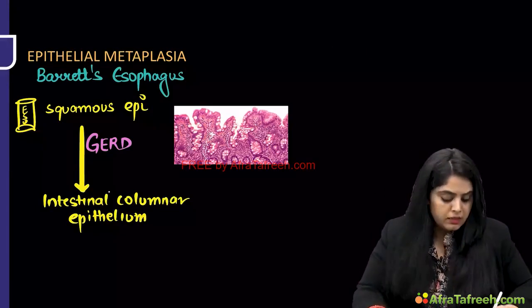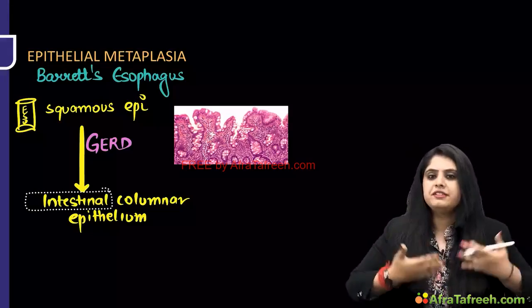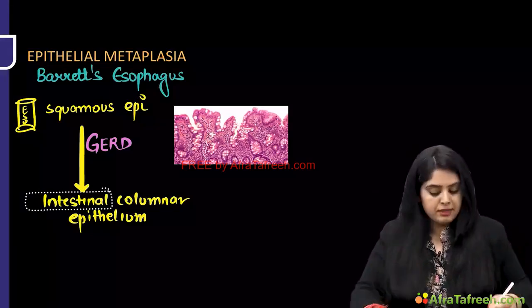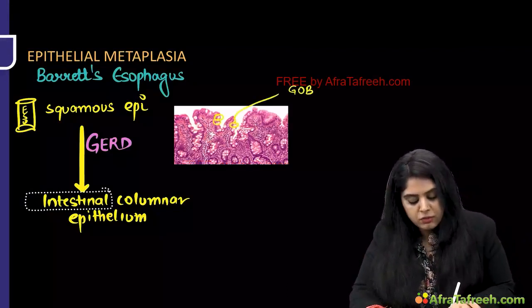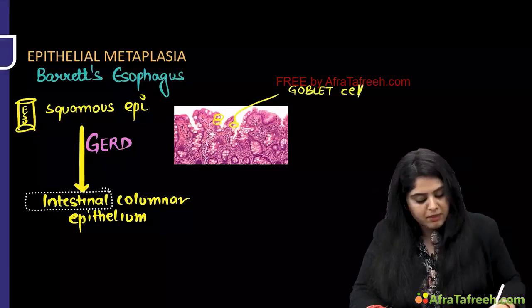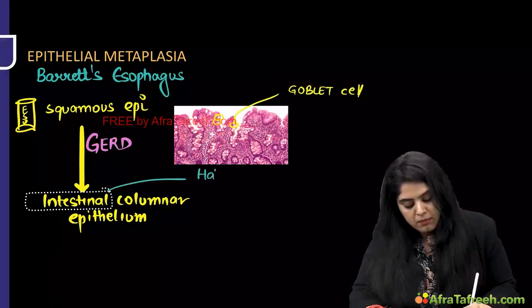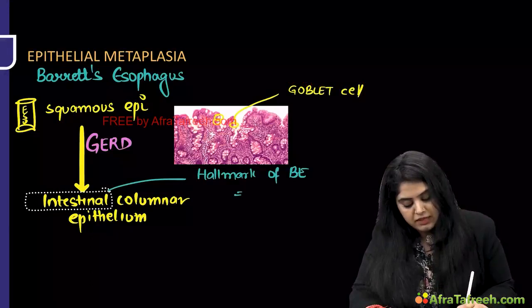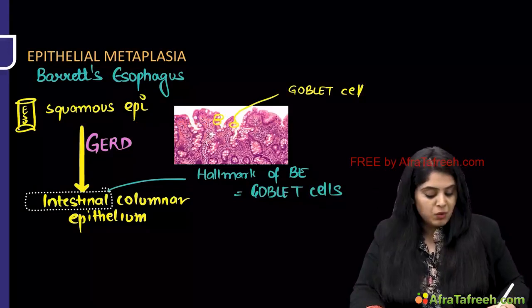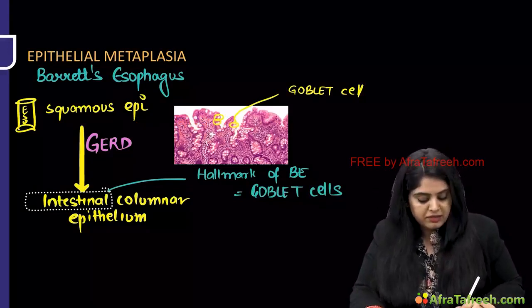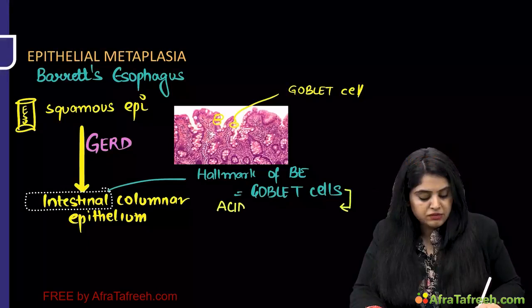What is it about? Because so much acid reflux was happening, why did you make intestinal epithelium? Because intestinal epithelium has all these round cells which are said to be the goblet cells. So please remember, if they ask you what is the hallmark of Barrett's esophagus, that is going to be the goblet cells. And of course, you know the story of the goblet cells. There are two more questions that I will ask you. What do the goblet cells contain? The goblet cells contain acidic mucin.